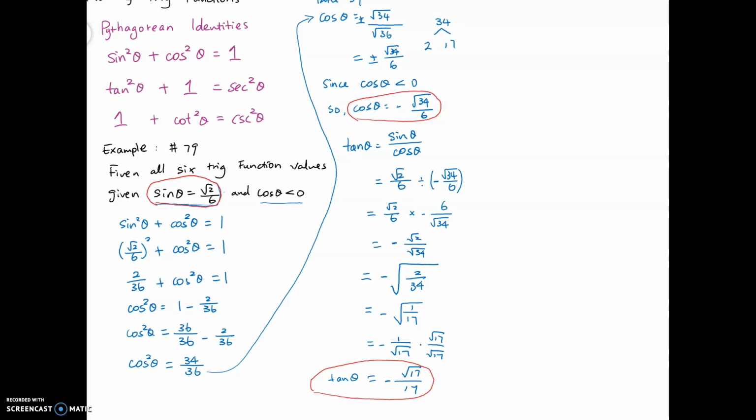Since I just finished tangent theta, cotangent theta is going to be the reciprocal of tangent theta. I'm actually going to go back to the step before rationalizing the denominator. So my cotangent theta becomes negative square root of 17, or negative square root of 17 over 1.